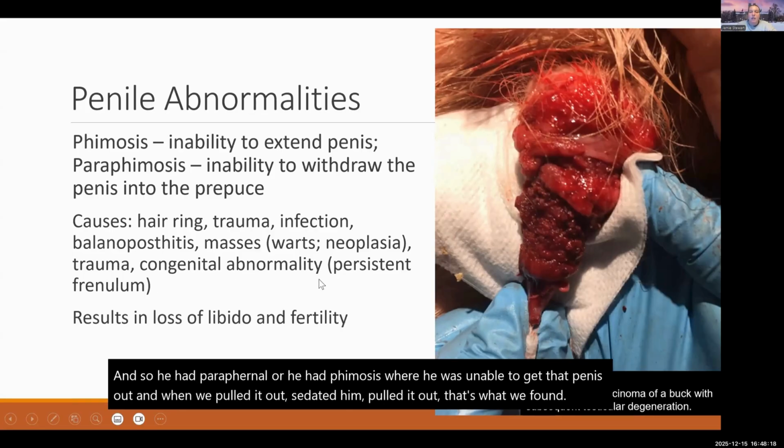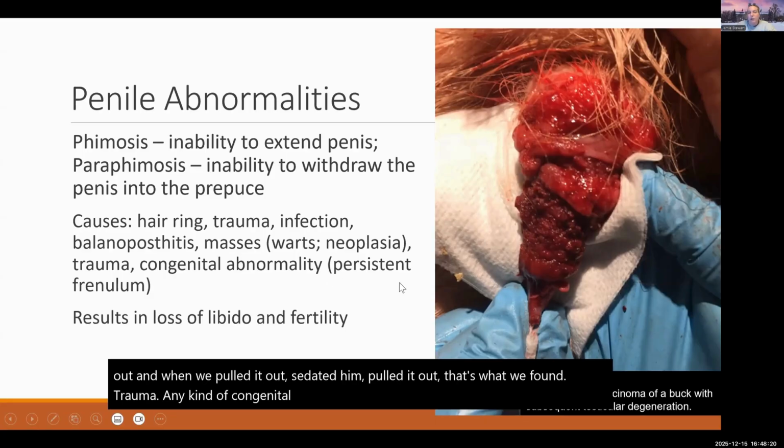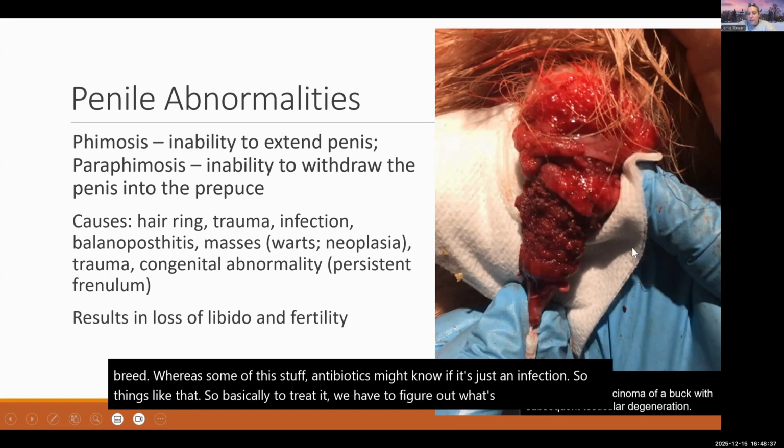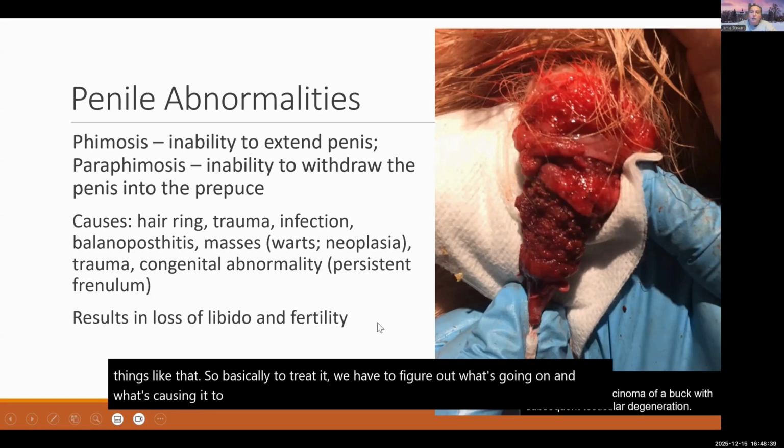Trauma, any kind of congenital abnormality, so something we call a persistent frenulum. That one can actually be fixed for him to be able to breed, whereas for some of the other things, antibiotics might work if it's just an infection, so things like that. So basically to treat it, we have to figure out what's going on and what's causing it to determine if it can be treated and how.